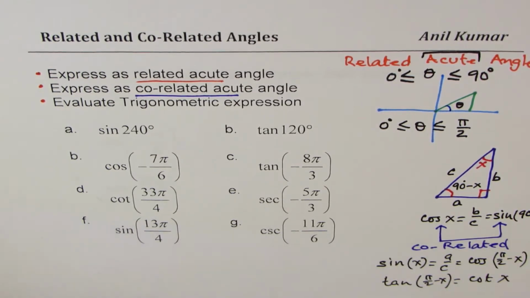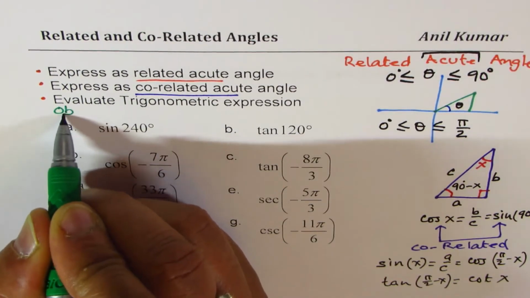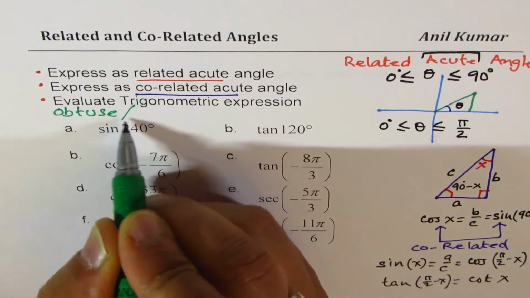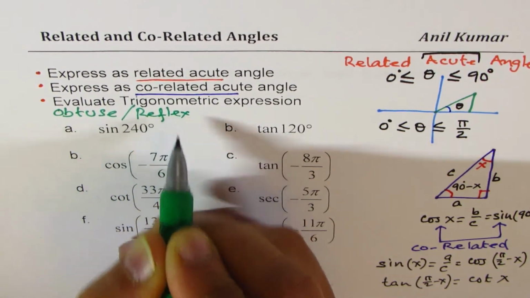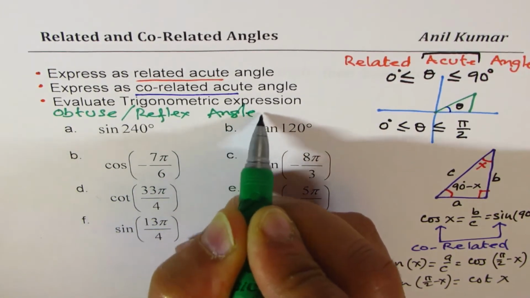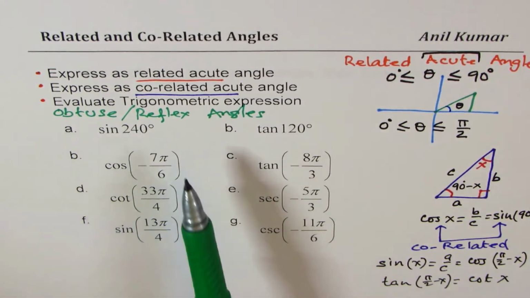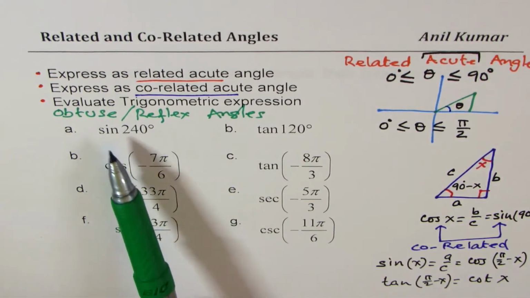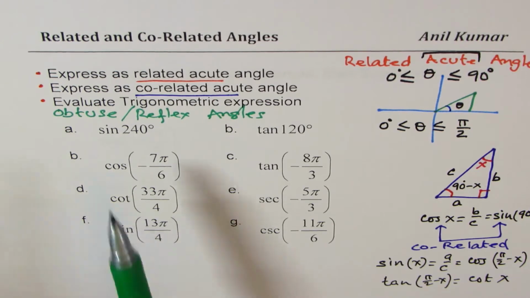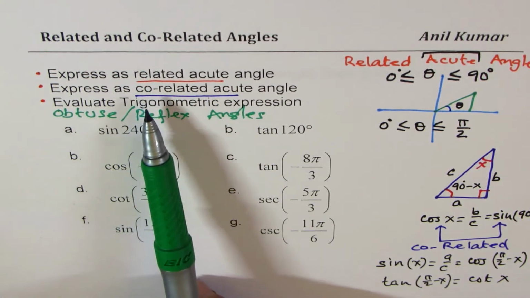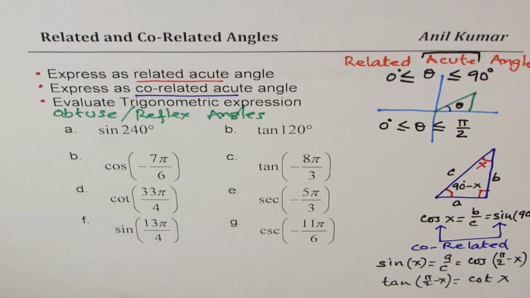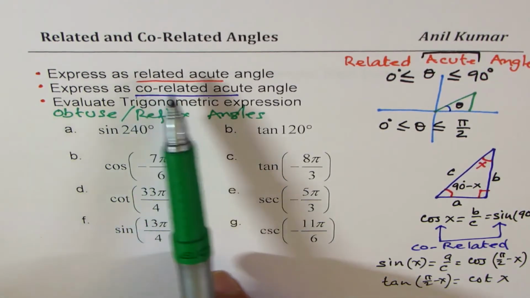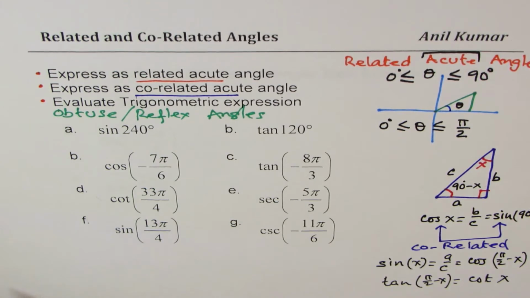Now let's get back to examples where we'll take up obtuse angles, or some may say reflex angles. So if that is the case, then how do we express the trigonometric expressions in terms of their related acute angles and correlated acute angles? That is the exercise we'll do. Once we have expressed them as related and correlated acute angles, then we will evaluate.